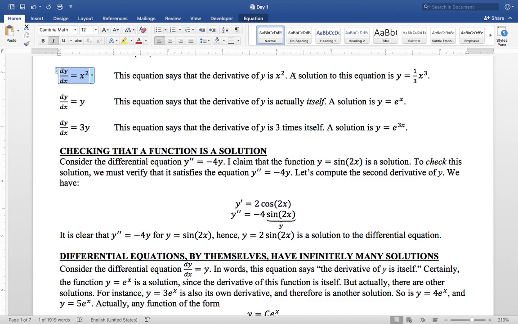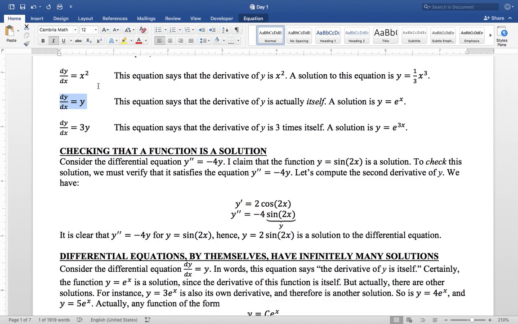Well, a solution to this equation is going to be a function. The function which satisfies this differential equation is y equals 1/3 x to the third. Why does that function satisfy the differential equation? Well, just think about it. This differential equation says that dy/dx, that's the derivative of y, is x squared. Well, is the derivative of this function x squared? Yeah, it is. So therefore, this function satisfies this differential equation. Again, notice that the solution is not a number, but a function.